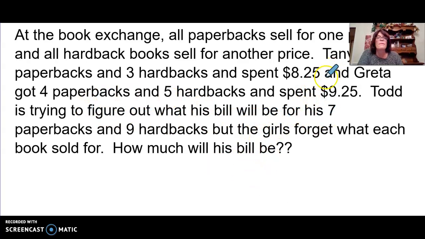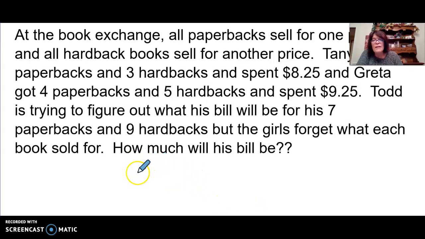At the book exchange, all paperbacks sell for one price, and all hardback books sell for a different price. Tanya got 6 paperbacks and 3 hardbacks. She spent $8.25. Greta got 4 paperbacks and 5 hardbacks and spent $9.25. Todd's trying to figure out what his bill's going to be because he's getting 7 paperbacks and 9 hardbacks. But the girls forget what each book sold for. So they're trying to figure out, well, wait, how much was actually one paperback book? How much was one hardback book? They're like, I don't know. Here's what I got, and my total was $8.25.